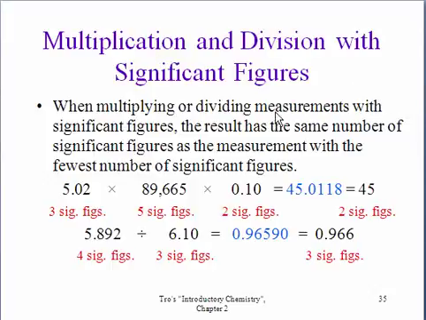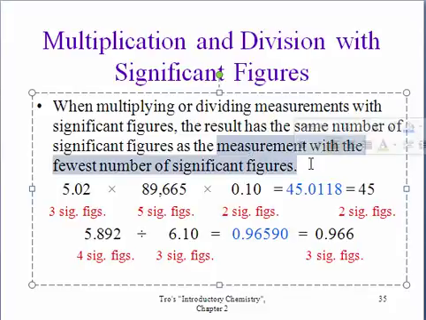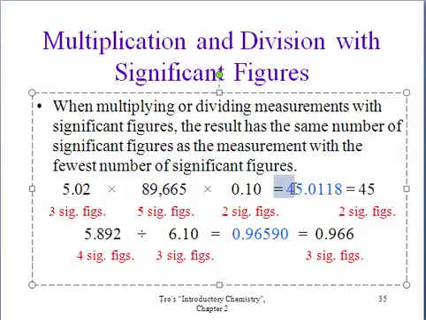When multiplying or dividing measurements, and measurements will always have sig figs, our final answer has as many sig figs as the measurement with the fewest number. So if I put these values into my calculator and I multiply them together, this is the answer that my calculator gives me, which clearly has a precision much greater than any of my original values.